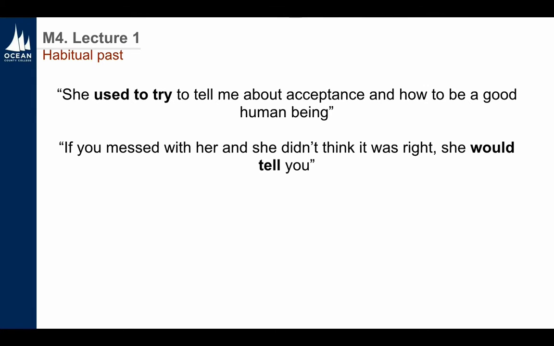Now Chloe uses both of these sentences to talk about the memories that she has of her grandmother. Now what tenses does she use? I see two tenses. In the first one, I see used to. And in the second one, I see would. Now both used to and would combine together to create the habitual past.